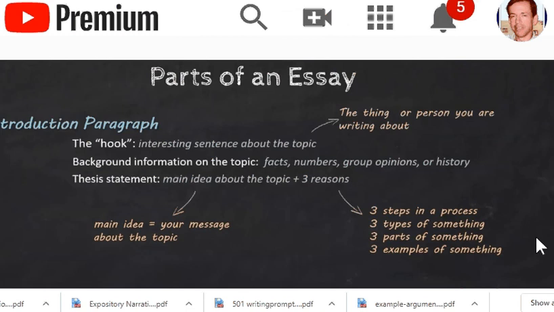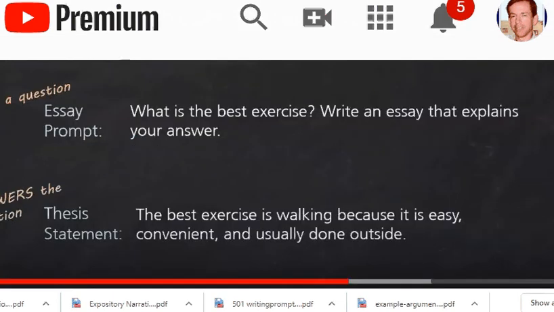What the thesis does, which is so important, is it not only gives your main idea, but it explains the general structure of the essay. I'm going to discuss 3 steps. So the first paragraph, first step. Second paragraph, second step. A good thesis statement is a very direct answer to the question that the assignment is about.